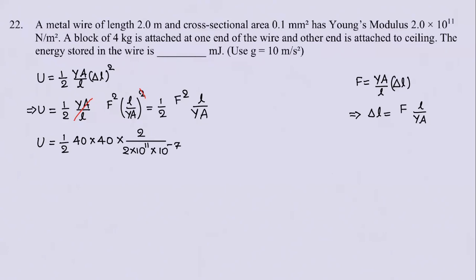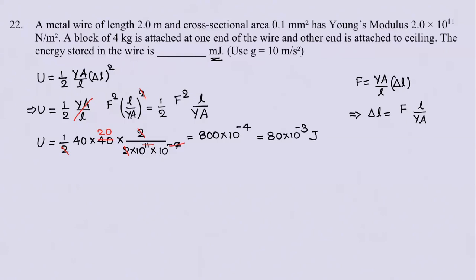Now it's a matter of simple mathematics, that's it, right? So 2 gets cancelled. 2 how many times? 20 times. And 10 power minus 7, this will be there. 11 minus 7, 4. This 4 goes to the numerator. It will be 10 power minus 4. So 800 into 10 power minus 4, or I can say 80 into 10 power minus 3 joule.